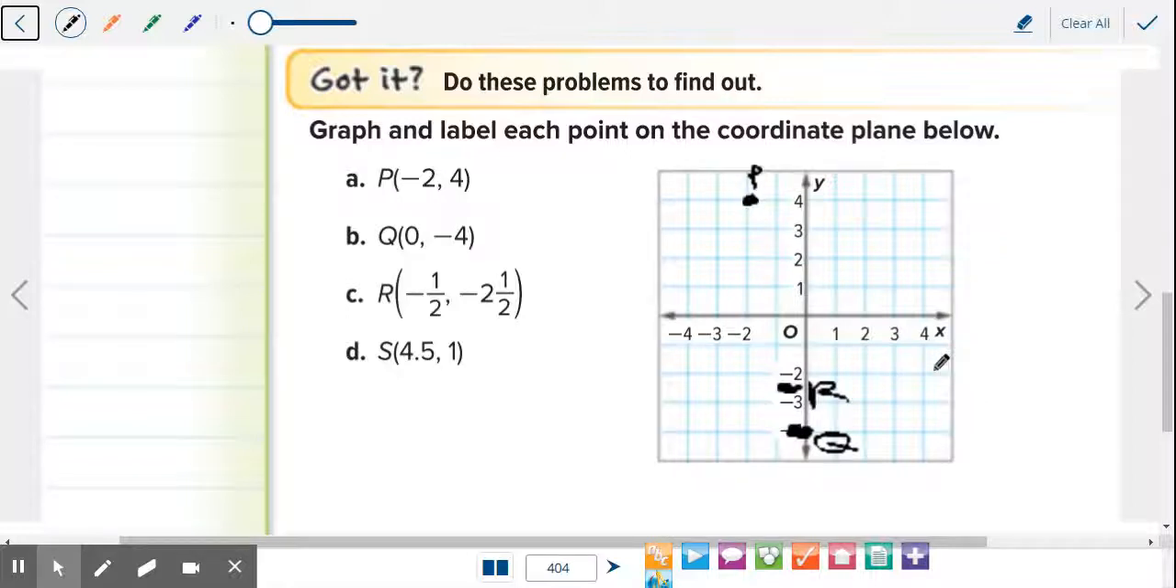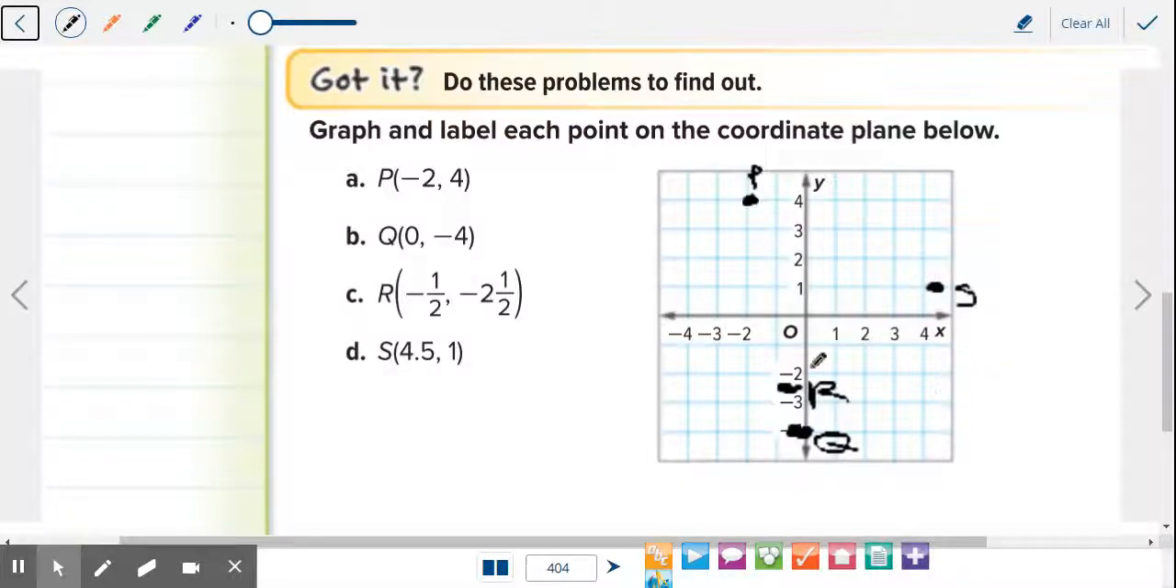All right, and letter D, we have point S. So point S is 4.5, 1. Okay, so we're on 0. So if it's 4.5, do we go left or right? To the right. Okay, so it's positive. So 4.5 is in between. It's right there in the middle of 4 and 5. So we just stay in the middle. We don't put a dot or anything. Now our Y value is 1. So we go up to 1, put a dot, and that's point S.